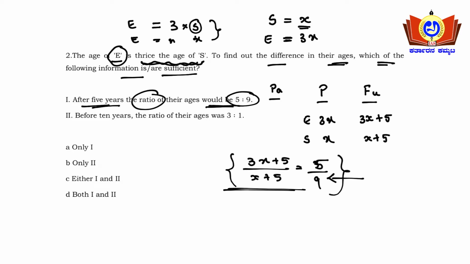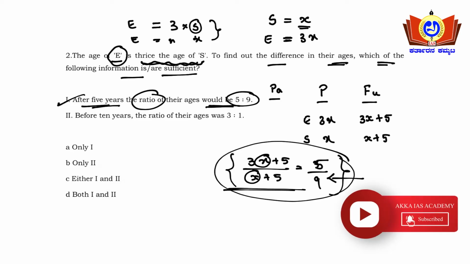It is evident that in this type of equation only one variable is unknown and all the rest are known, hence you can solve for x. That is evident. Hence with the help of statement 1 we can find out the difference in their ages.